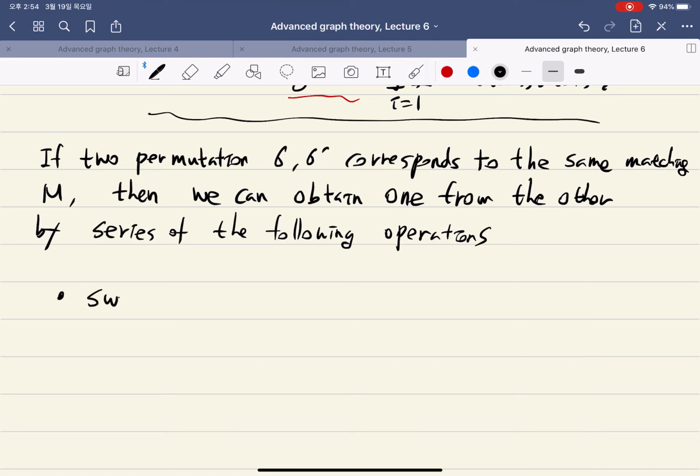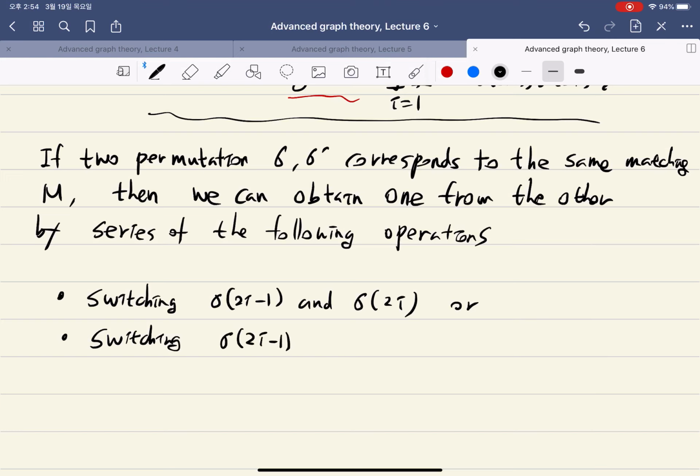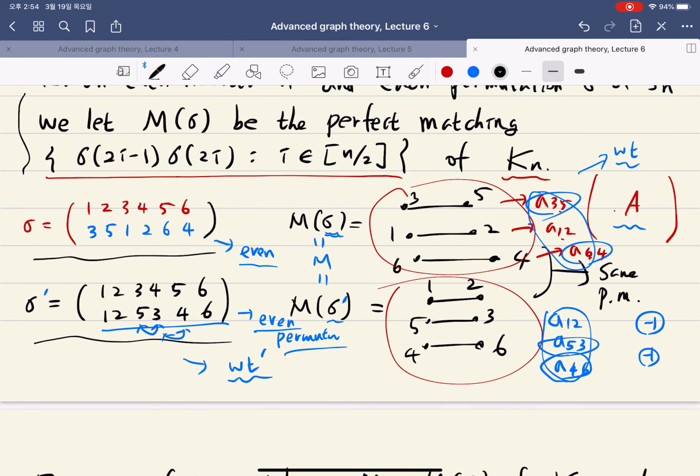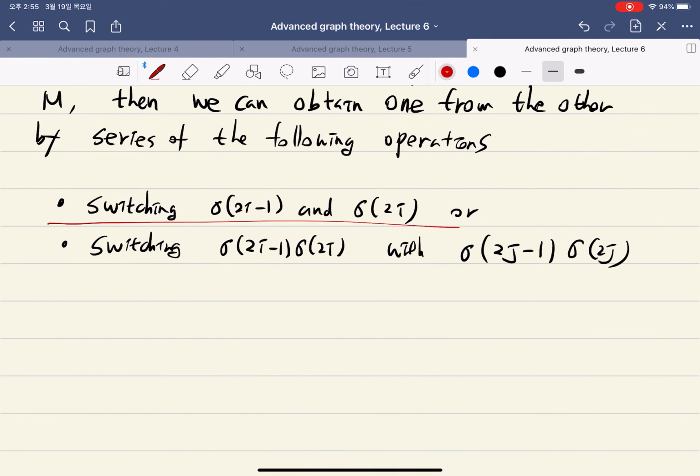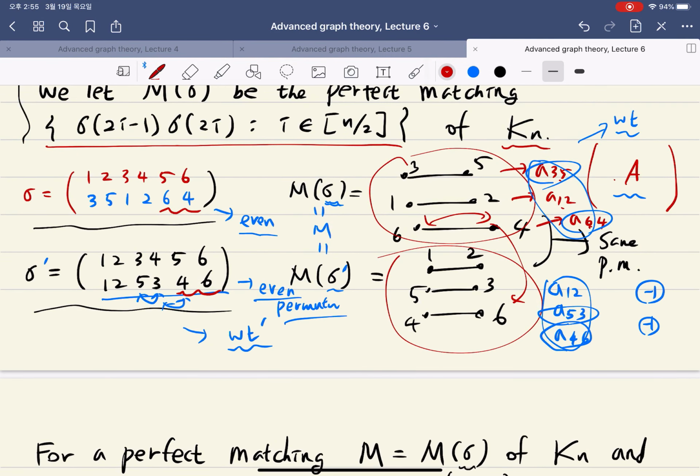Say, switching σ_{2i-1} and σ_{2i}, or switching the pair σ_{2i-1}, σ_{2i} with the pair σ_{2j-1}, σ_{2j} for some i, j. What it means is that here, say this was 6 4, but now 4 6. You flip it. That's the first operation. And the second operation is that here you have 3 5 1 2, but here 1 2 5 3. So what you do is you change this to 1 2 and 3 5. That's the second operation, and then you flip. That's the first operation.